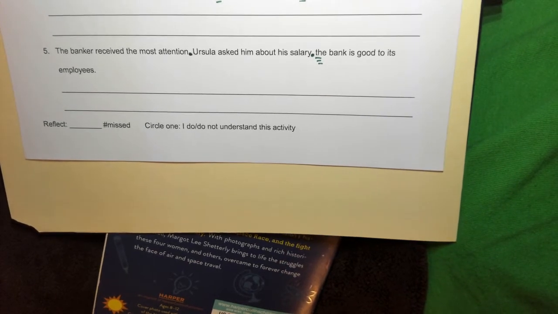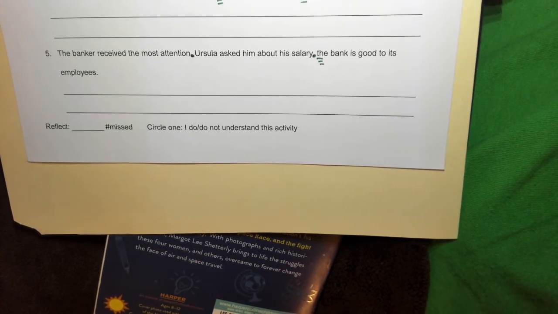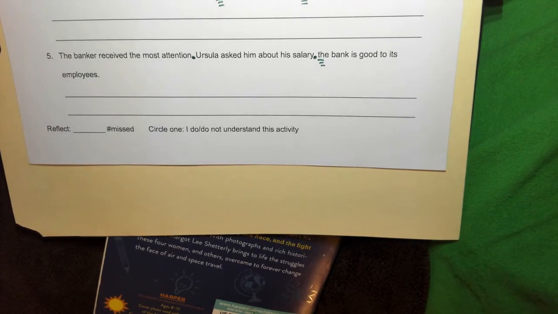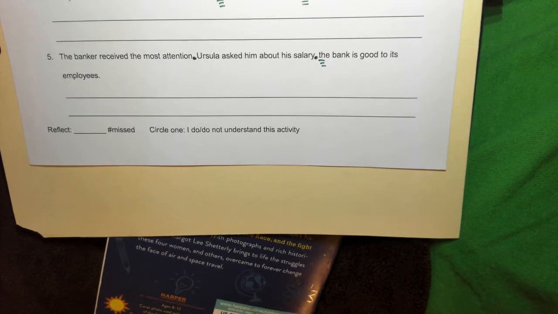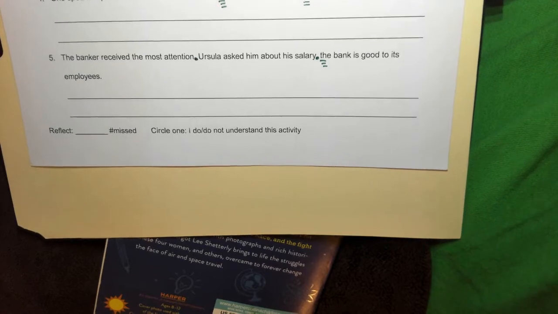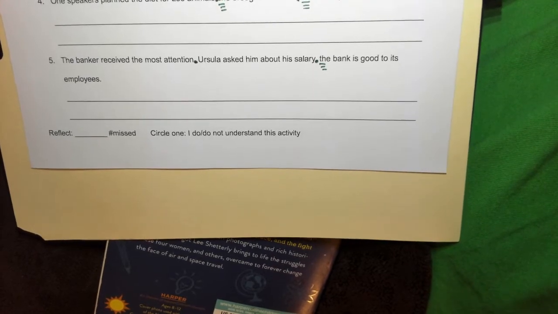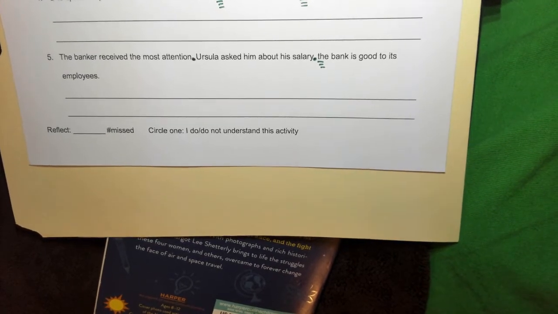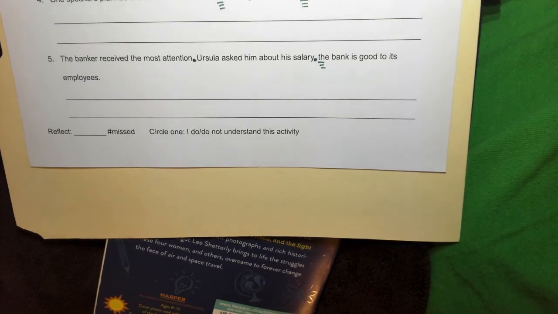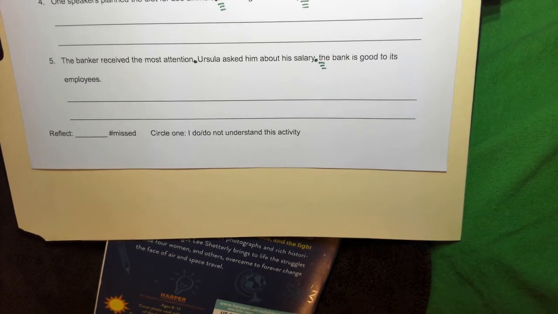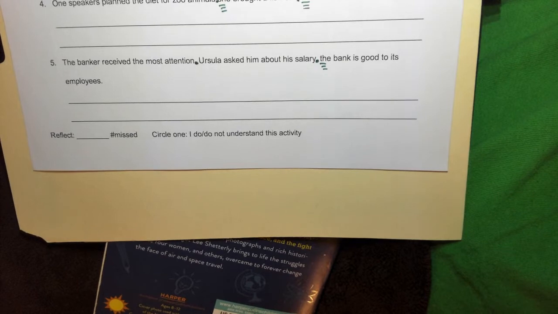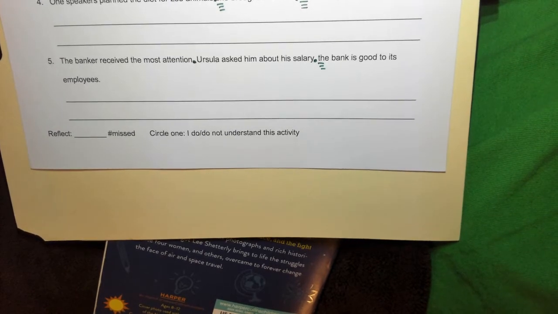Another option is to do a comma and a fanboy. The banker received the most attention, comma, and Ursula asked him about his salary, period. The bank is good to its employees. You could do that if you wanted to. Or you could do a semicolon. The banker received the most attention, period. Ursula asked him about his salary, semicolon. The bank is good to its employees. So lots of different ways to do this.